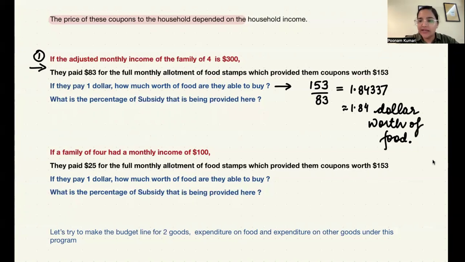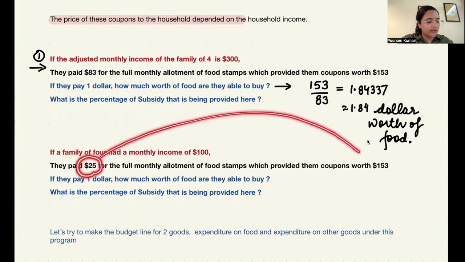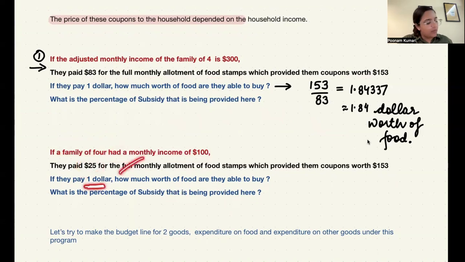So similarly, say if I ask you the same thing, if you have even lower income, if you fall under the category of $100 monthly income. So what did they used to get? They had to pay $25 to get items worth $153. So how much amount were they paying? If they were paying $1, how much amount worth of food were they able to buy? 6.12. So how did you do that? 153 divided by 25. So what is that? 6.12.